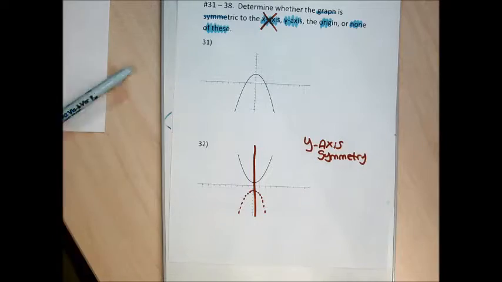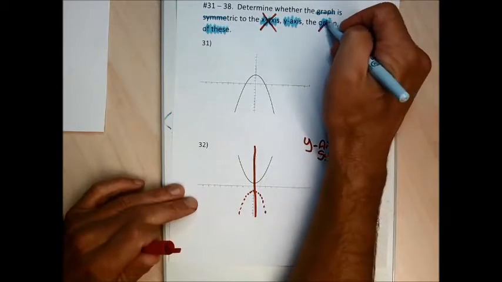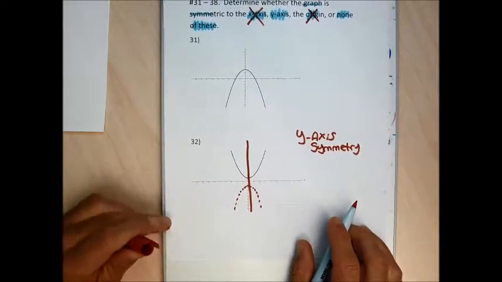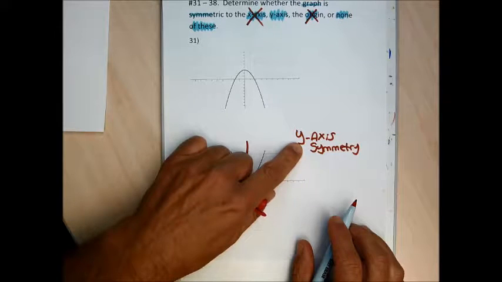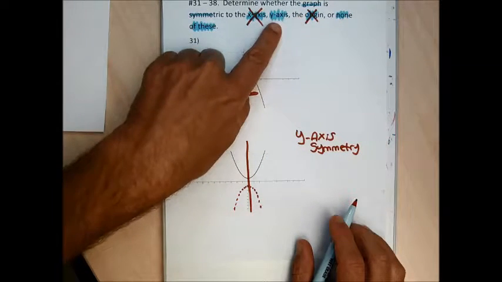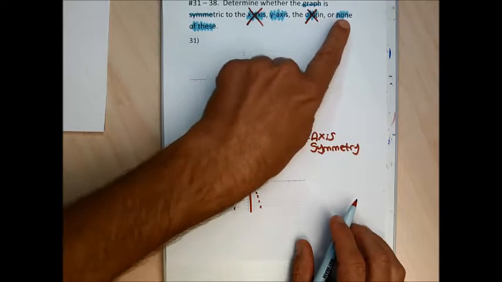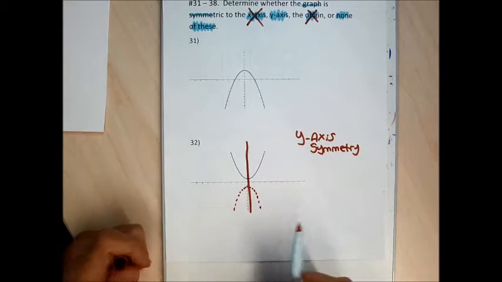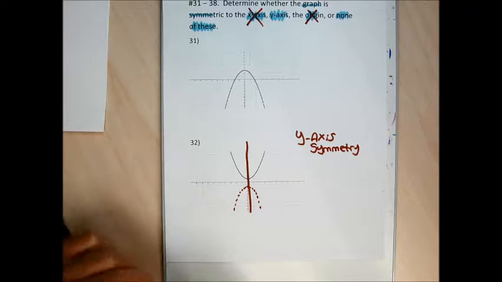origin symmetry. So when I go to answer problem 32, I'm going to say it has y-axis symmetry, it doesn't have x-axis symmetry, and it doesn't have origin symmetry. And because it has y-axis symmetry, I'm not going to use none of the above as an answer, because I only use none of these if it doesn't have any of the three.